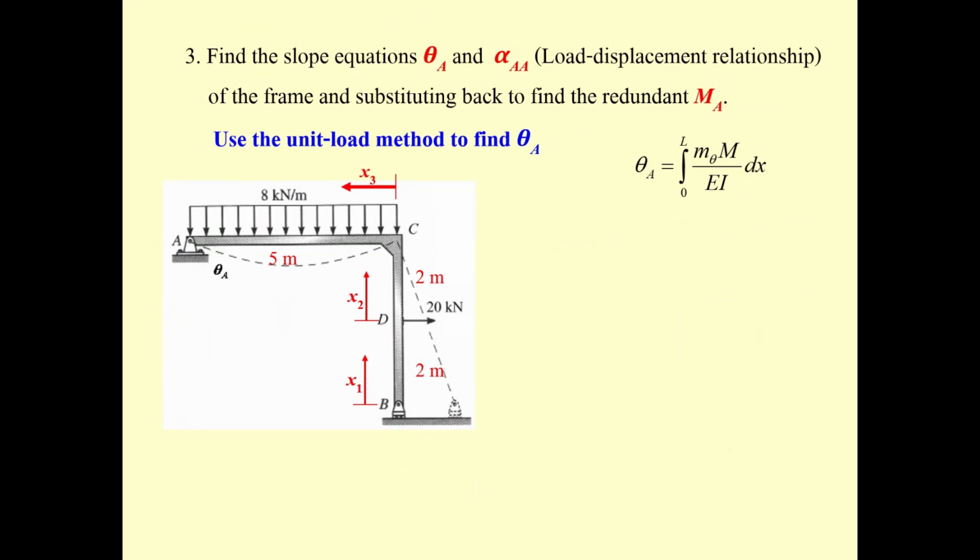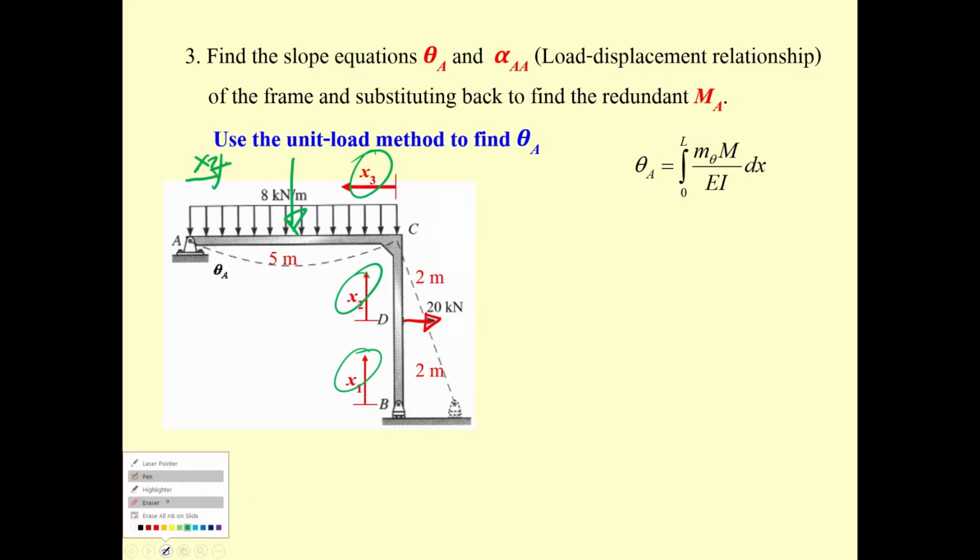For this problem, since it has the load in the middle of the column, the column must be separated into two segments. And then you set up the coordinates x1, x2. But for the beam, you can set the coordinate to be x3. If I put the load over here, you should set this one to be x4. But since we don't have that one in this example, there are only three.